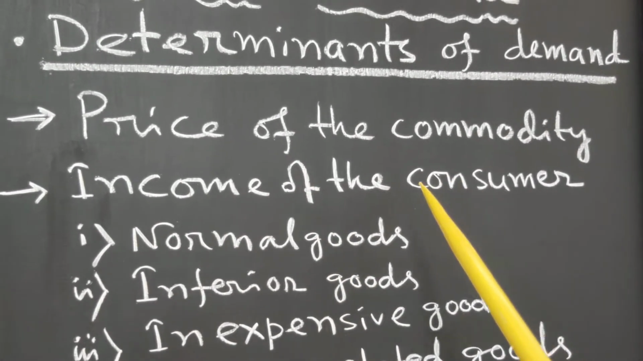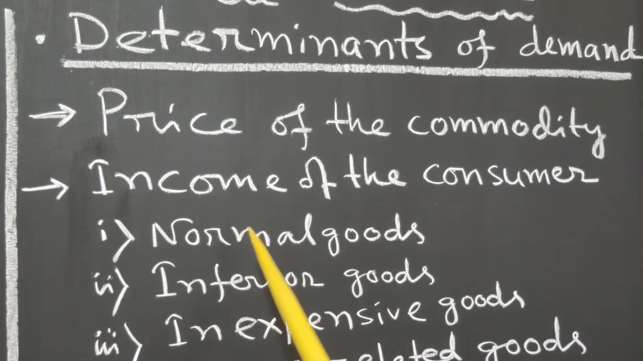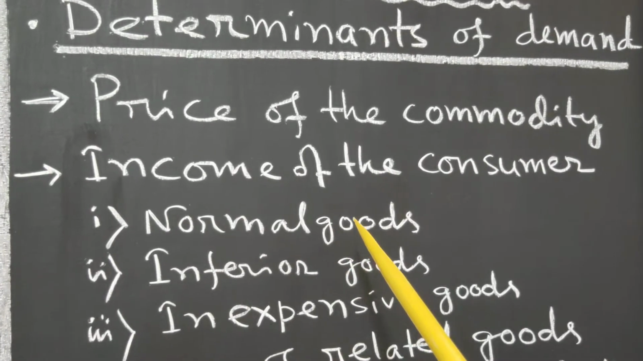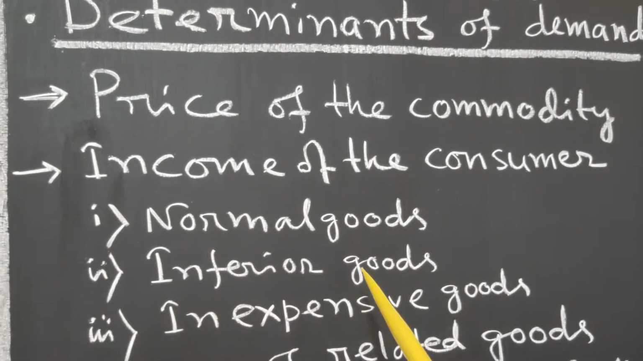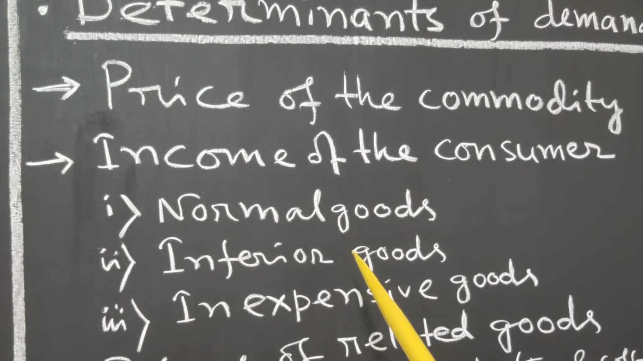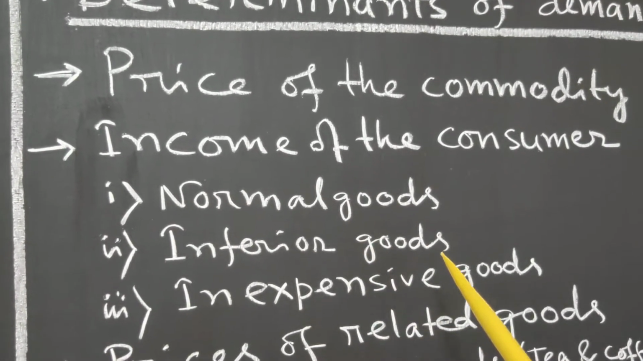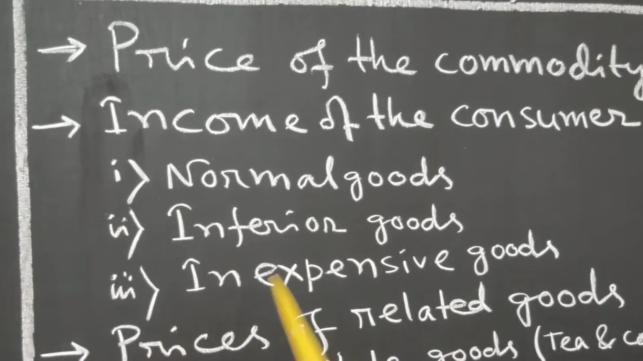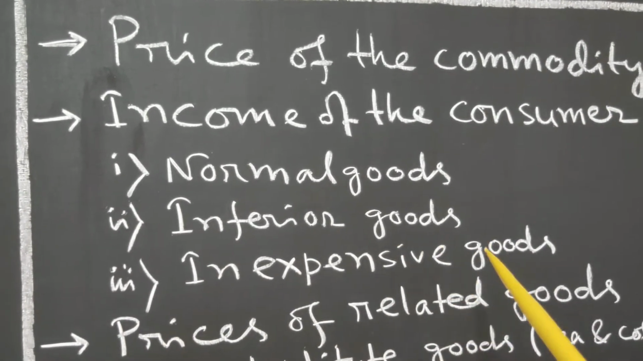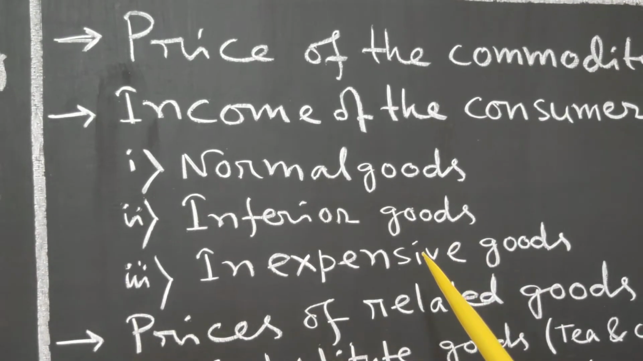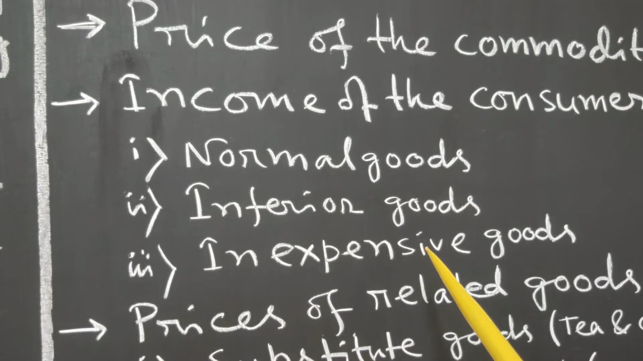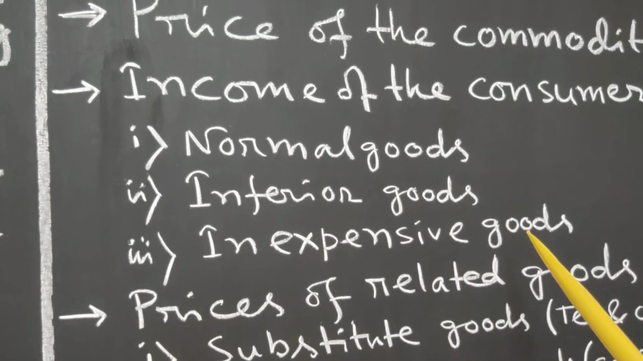Normally when our income increases, our demand also increases. This type of goods is known as normal goods. But some goods are available in the market where, when our income increases, we will purchase less amount, for example low quality grains, toned milk, etc. Now inexpensive necessities: whether our income increases or decreases, we have to purchase these, for example matchbox, needle, etc.